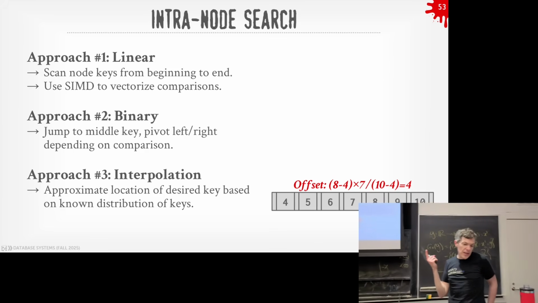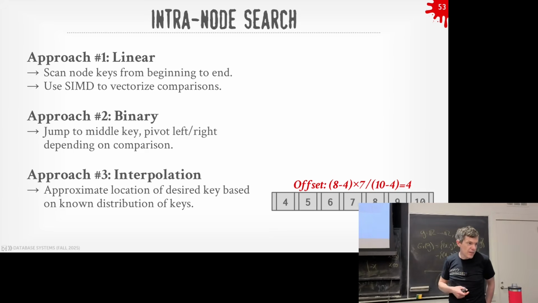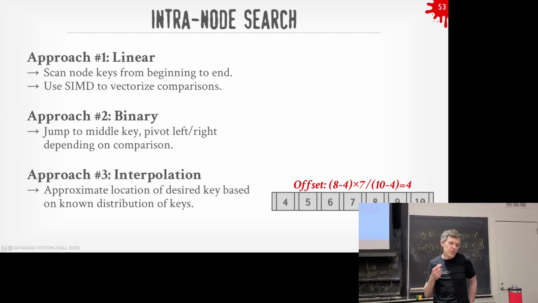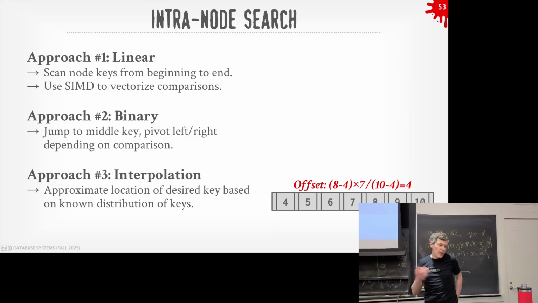If you land on something that's not 8, then you know it doesn't exist. But what if the array is not packed? What if the array is sparse, not dense? You can't do this. That's what I'm saying. It's a huge win if you could do this, but you can only do it in rare cases.